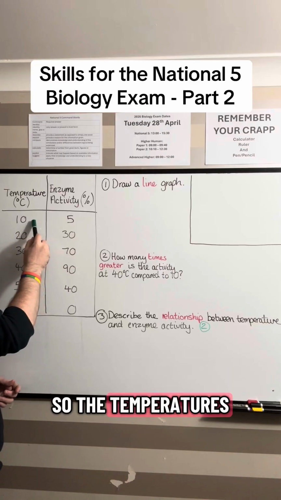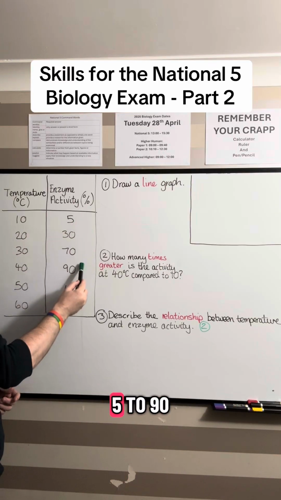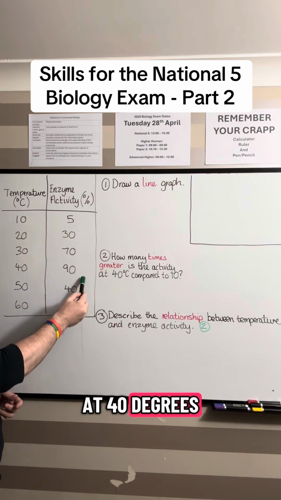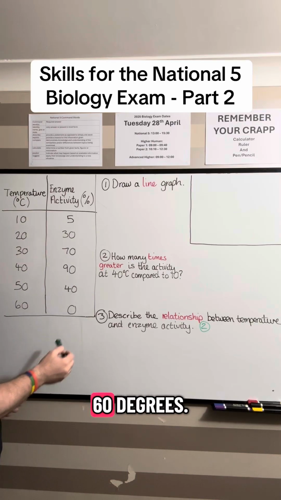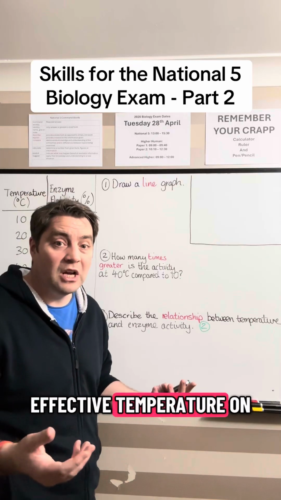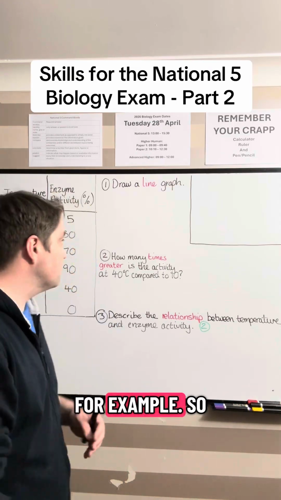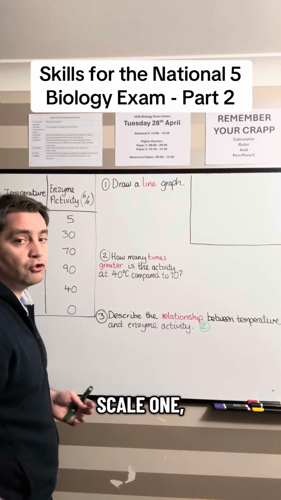So the temperatures go up from 10 all the way up to 60 degrees, and the enzyme activity is going up from 5 to 90 at 40 degrees, and then down to 0 by 60 degrees, okay? That's the kind of thing we would expect when we're looking at the effect of temperature on enzyme activity, particularly if it's a human enzyme, for example. So skill 1, draw a line graph, okay?